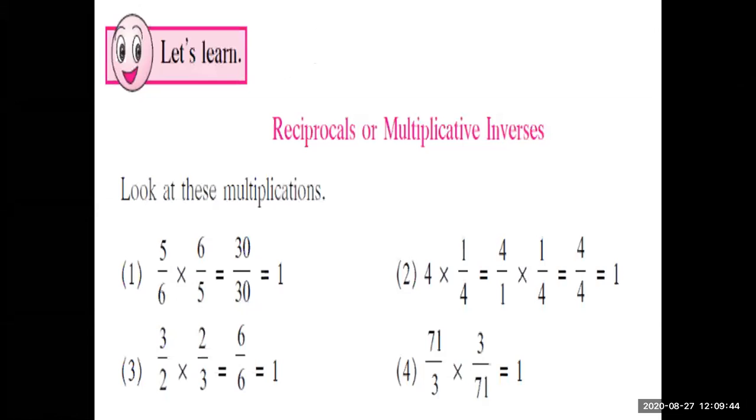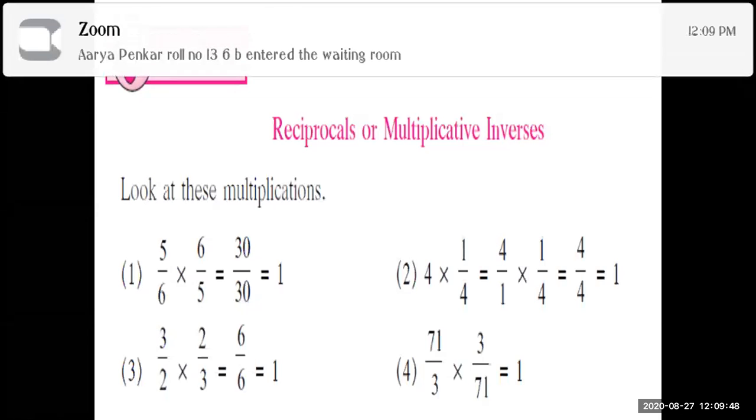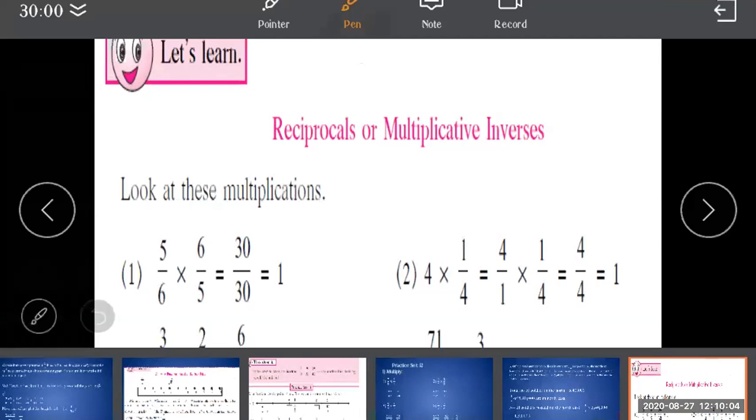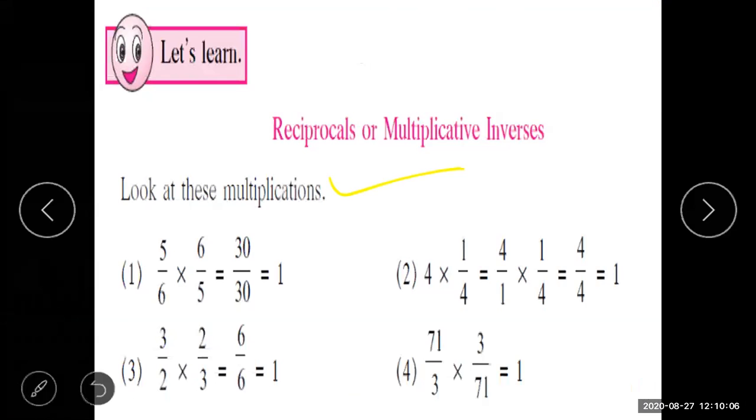Now here, what is reciprocal? I have told you reciprocal or multiplicative inverse is one and the same. It is the opposite. We have to take the opposite of a number. That number is called the reciprocal or multiplicative inverse. You can see here.